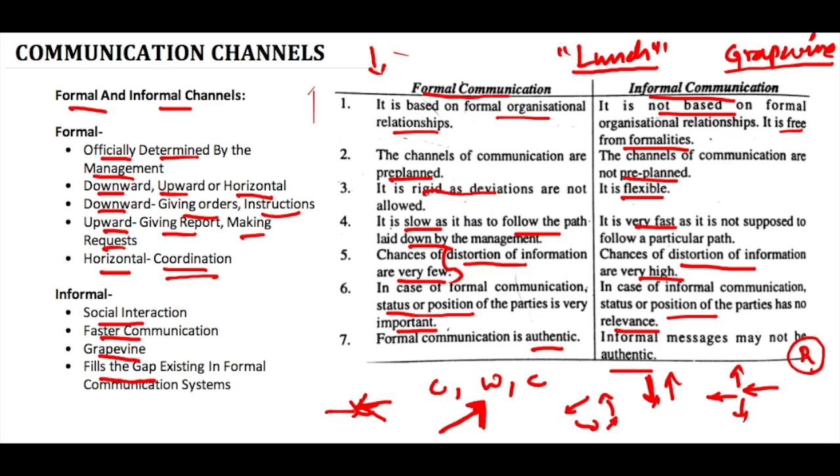So rumors are not authentic messages which are spread in informal systems, whereas they do not take place in a formal communication channel, because only authentic information is shared in a formal communication channel.